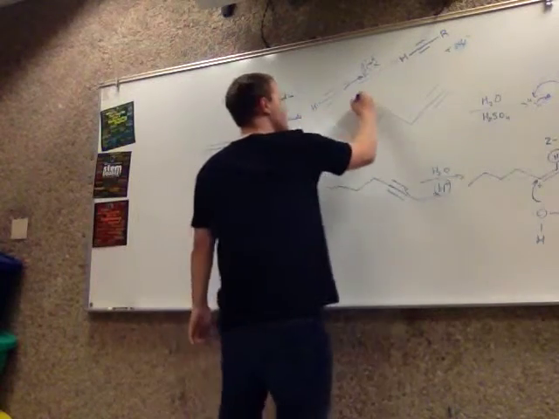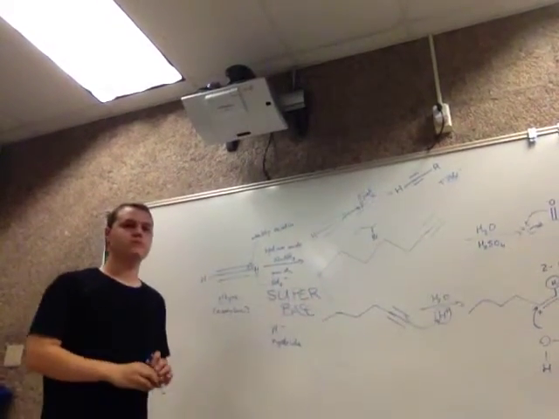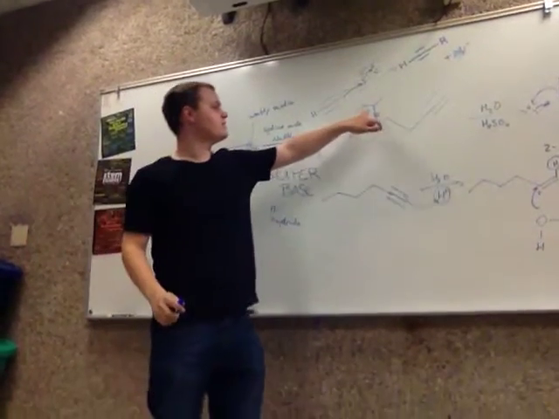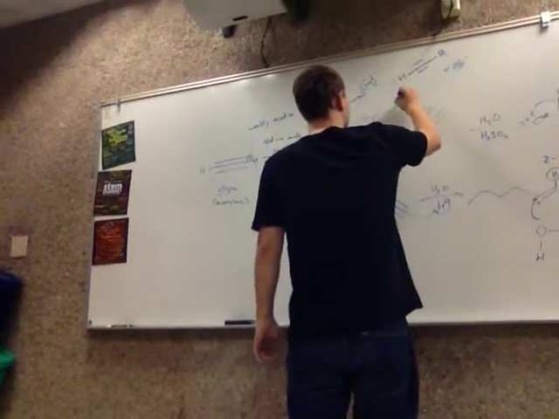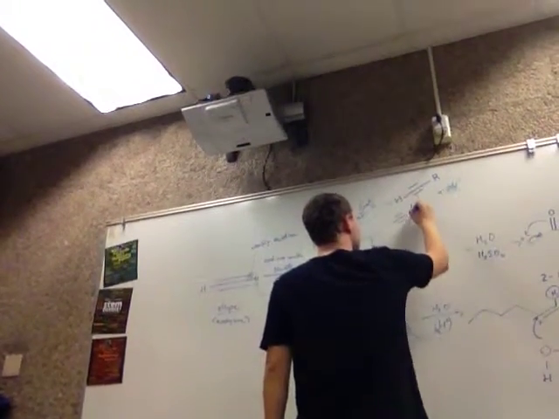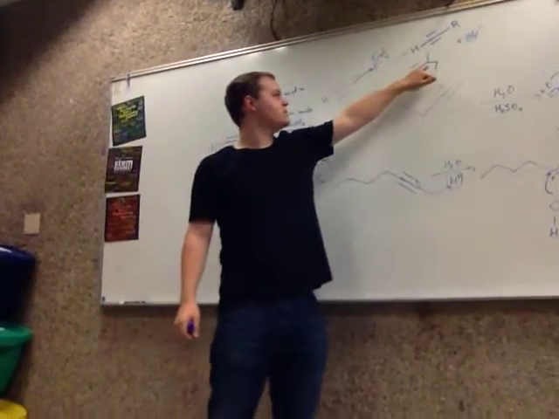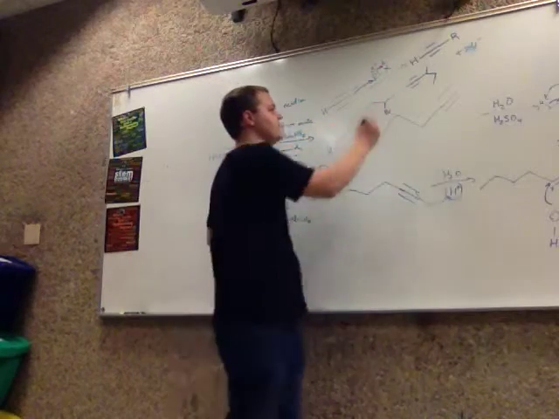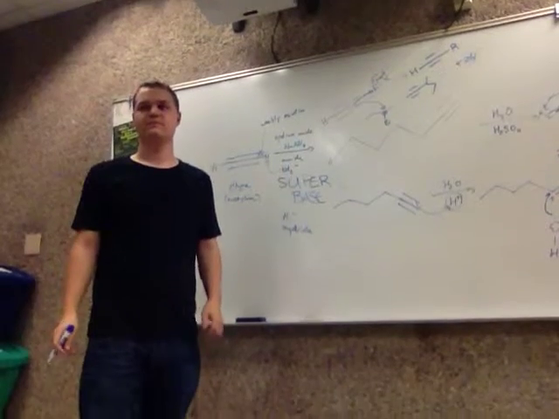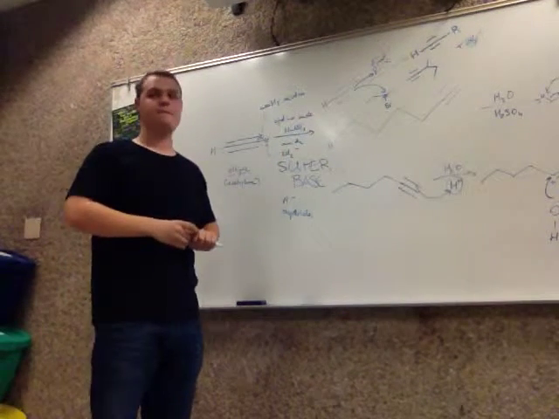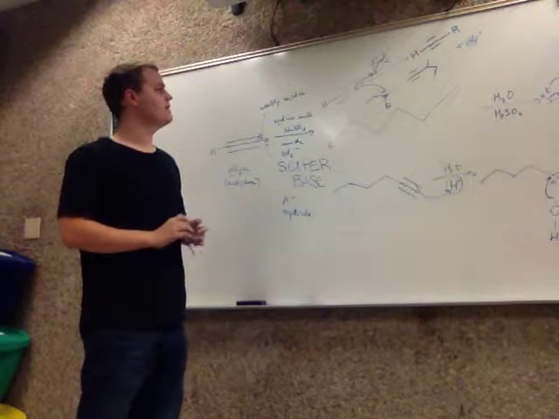So if we would have used 2-bromobutane instead of 1-bromobutane, we would have attached right here on the second position, and we would have formed something like that. That's definitely not what we wanted, because it attached to that second position. So we would attach right here. Are you guys seeing that at all? Just a little bit? Yeah, alright. It's kind of tiny.